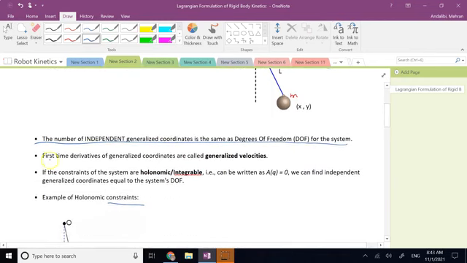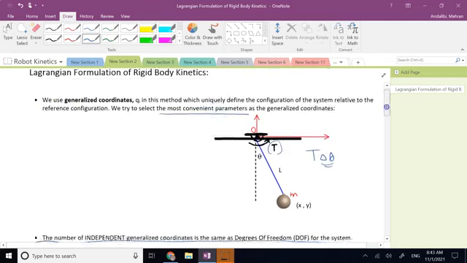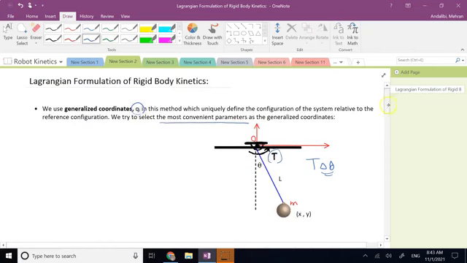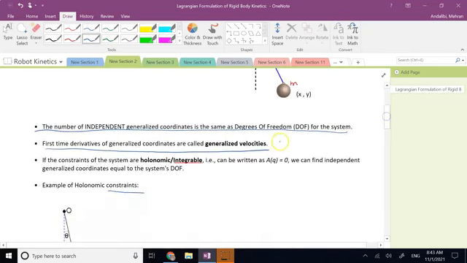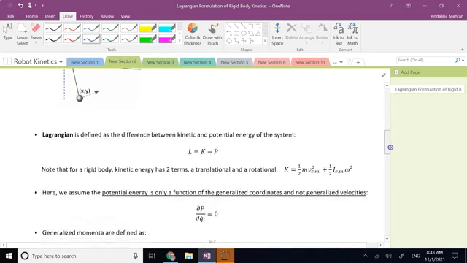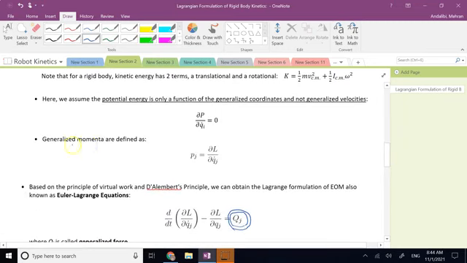The first time derivatives of these generalized coordinates is what we call generalized velocity. So if we show generalized coordinates by Q or Q_i, then Q_i dot is what we call a generalized velocity. And finally, there is one more term called generalized momentum or momenta, which, as you will see, is the partial derivative of the term called Lagrangian L with respect to that specific q dot. So before I can describe that, I need to talk about the Lagrangian.